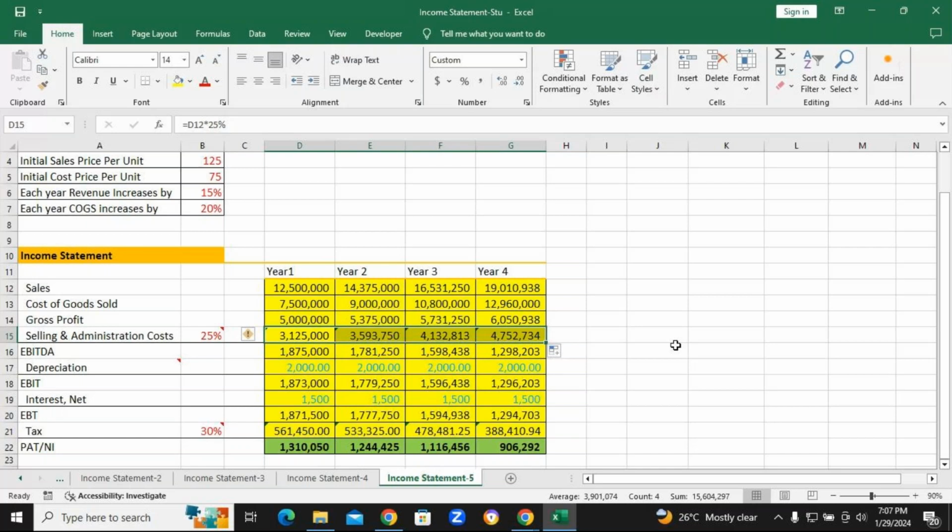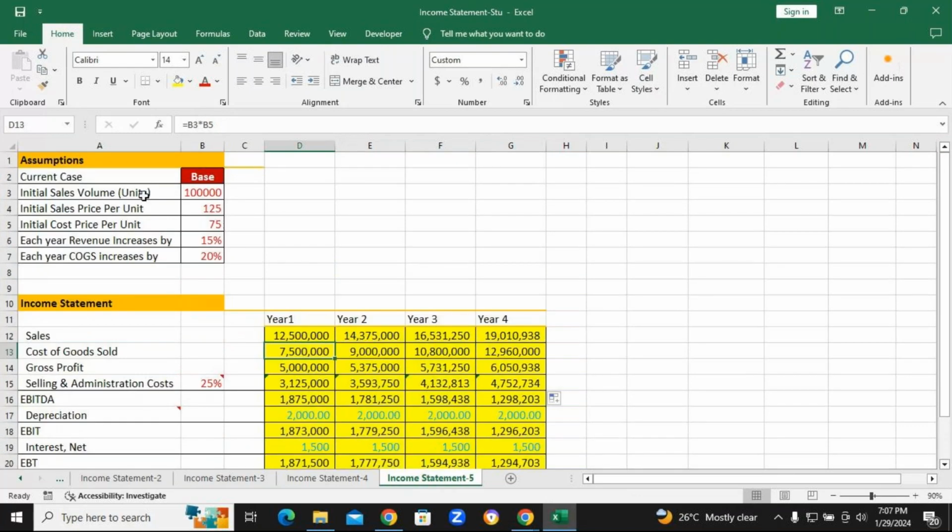Ma'am, can you explain cost of goods sold again? Cost of goods sold, in the question itself they have mentioned: initial sales volume is 1 lakh. The amount I'm selling at is 125 per unit. The cost price to buy one unit was 75 rupees. So here it is initial sales volume into the cost price.